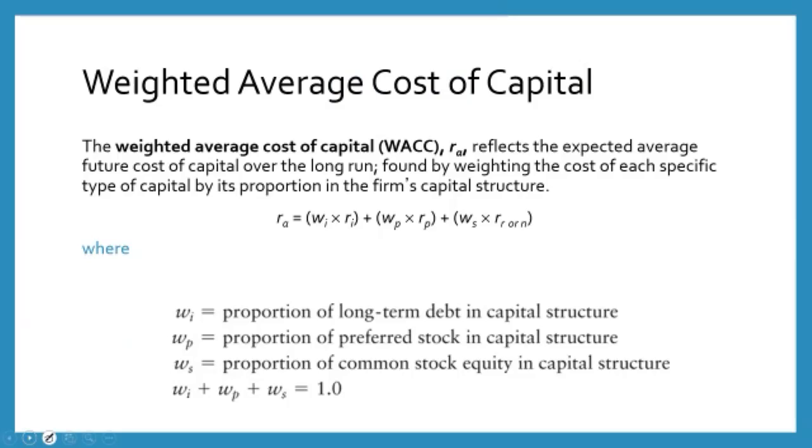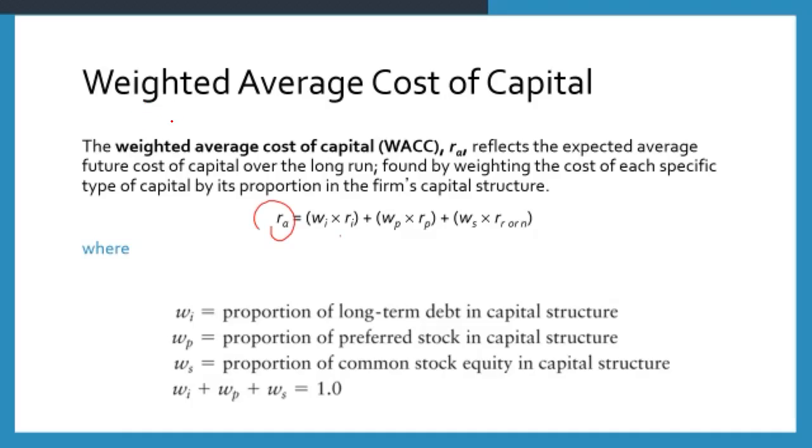Found by weighting the cost of each specific type of capital. So each capital, the debt, the equity, the common stock, and the preferred stock, putting them together as a weighted average and finding the cost of each together. So this is the formula for finding the weighted cost of capital.